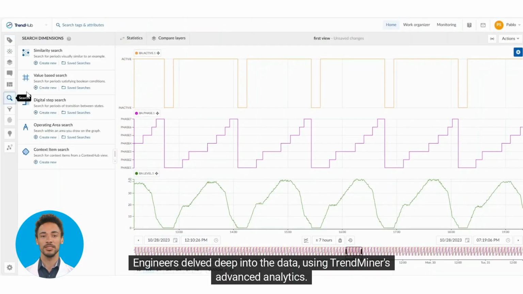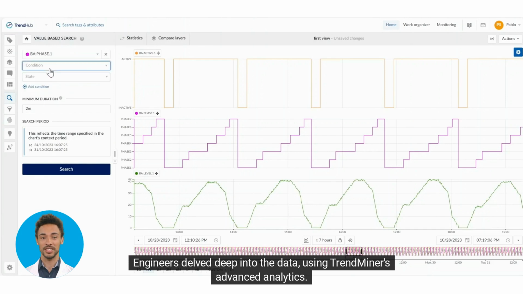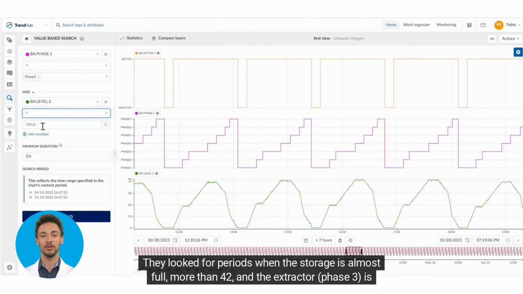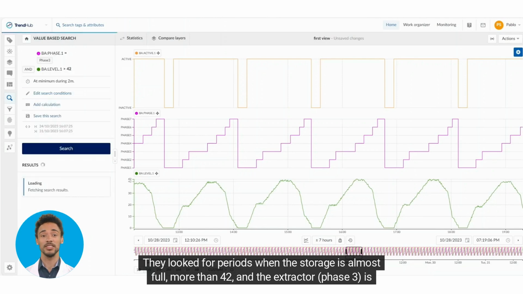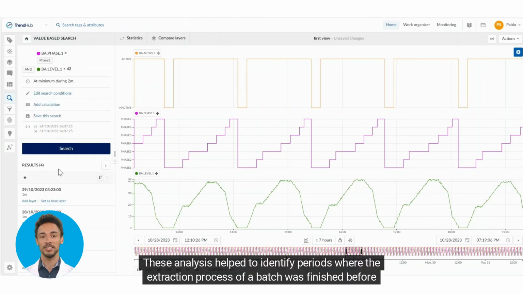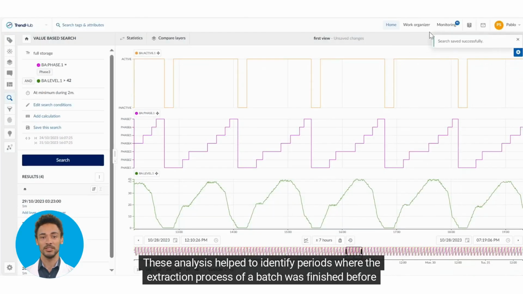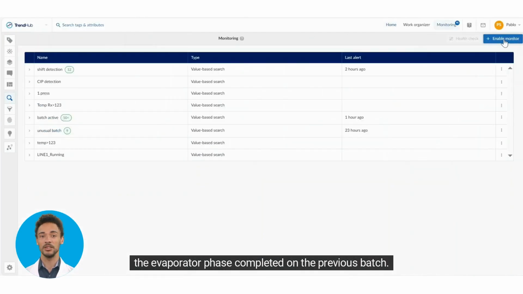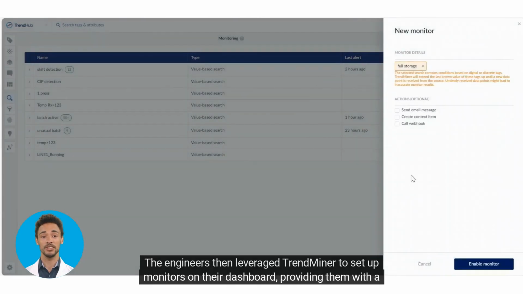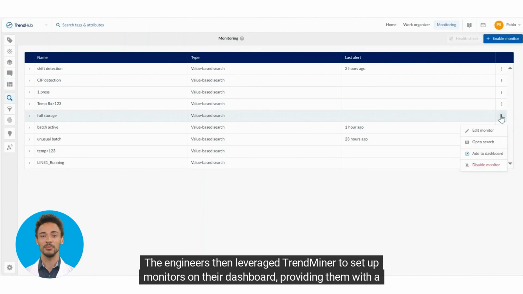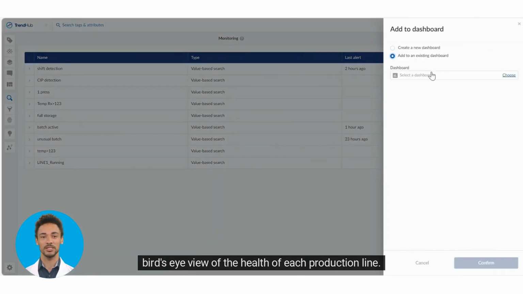Engineers delved deep into the data, using TrendMiner's advanced analytics. They looked for periods when the storage is almost full, more than 42, and the extractor phase 3 is running. These analyses helped to identify periods where the extraction process of a batch was finished before the evaporator phase completed on the previous batch. The engineers then leveraged TrendMiner to set up monitors on their dashboard, providing them with a bird's eye view of the health of each production line.